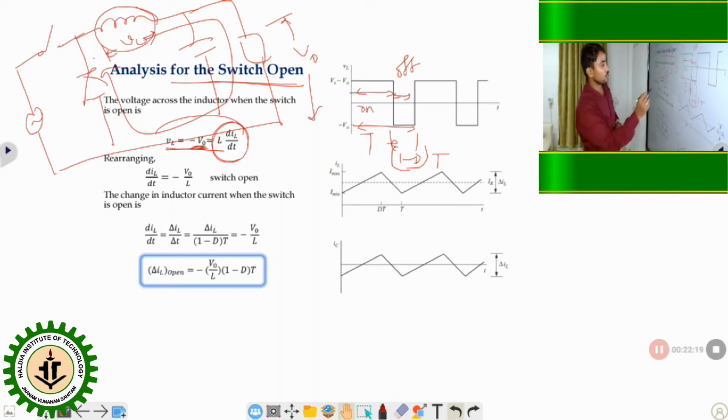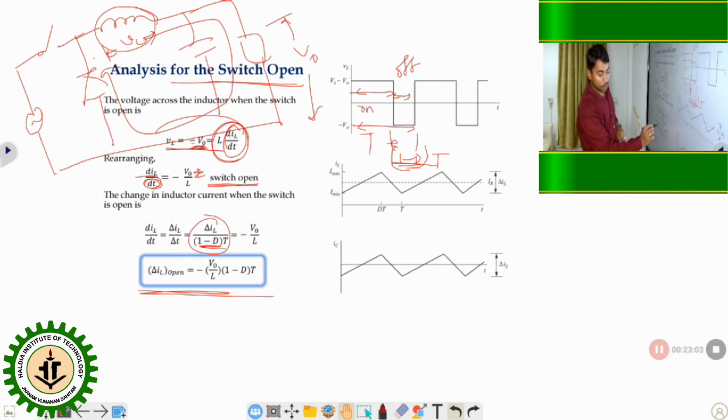And when the switch is open, what is the time? Time is (1 minus D) into T. In place of dt, we just put the off time of the switch, which is (1 minus D) into T. Rearranging, we put del IL by (1 minus D)T is equal to minus V0 by L. From this equation we can calculate the change in inductor current: del IL open is equal to minus V0 by L into (1 minus D) into T.